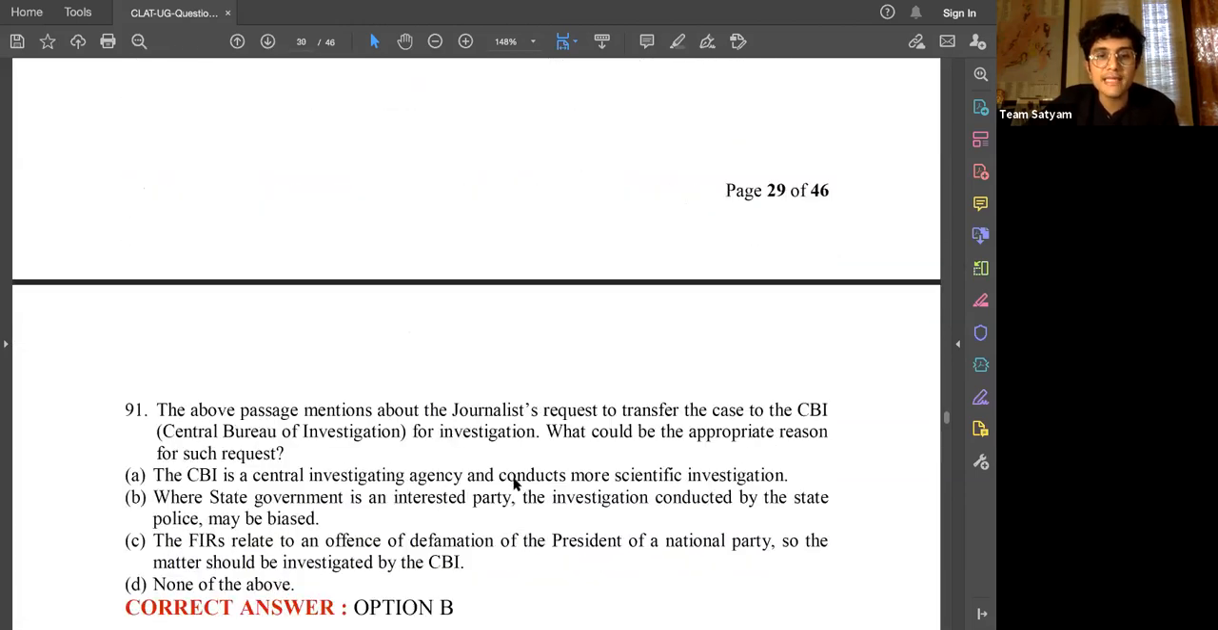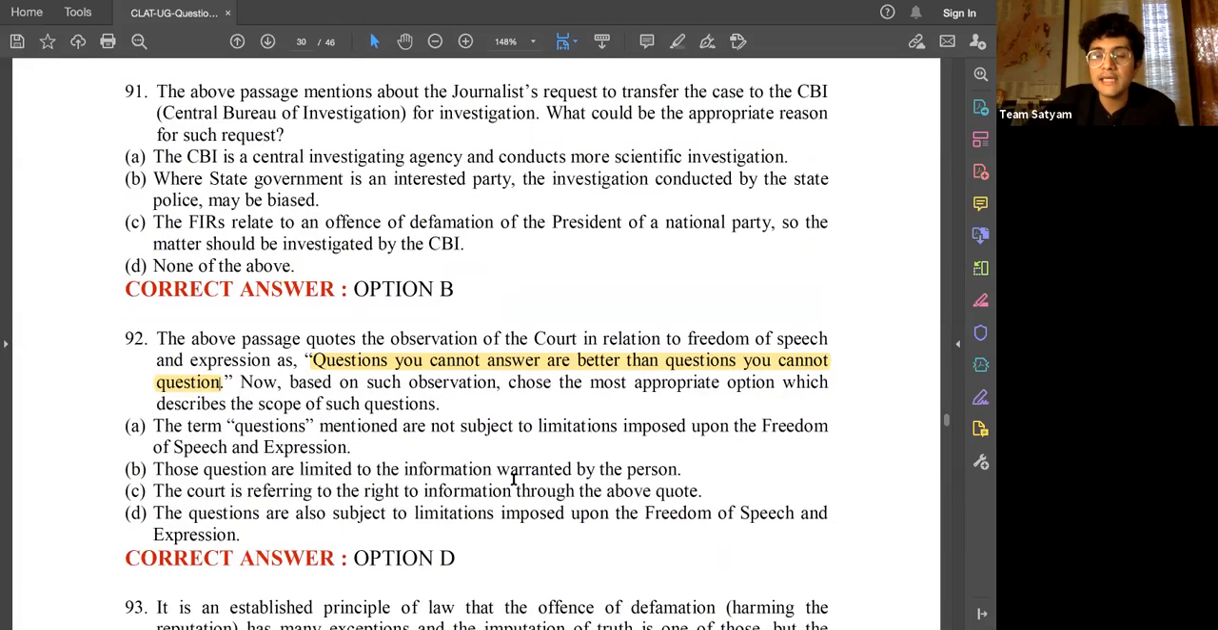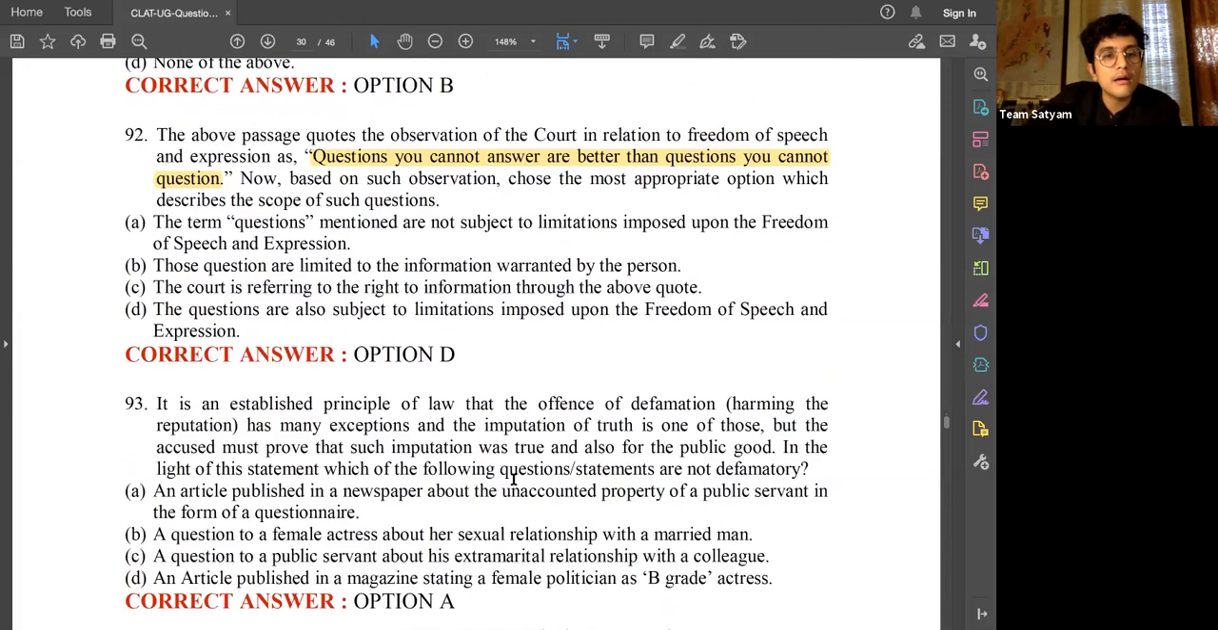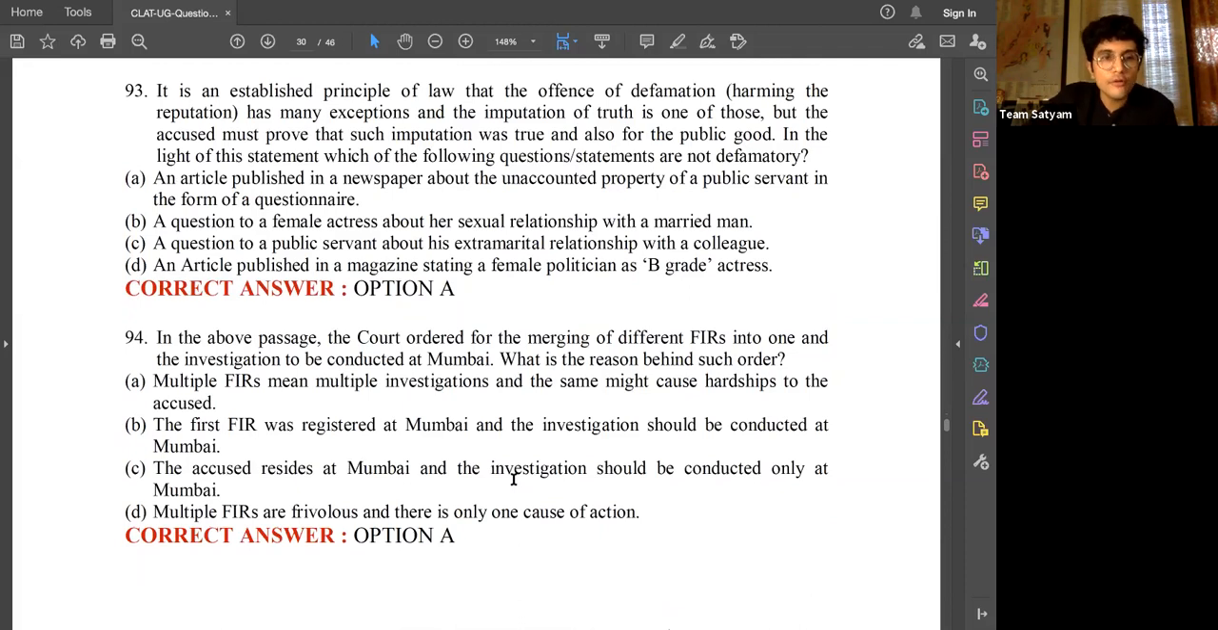So the passage was not big on telling you that there can be certain limitations on a person's fundamental right of speech and expression. But again, the fact that fundamental rights are not absolute in nature is something that is probably considered common knowledge now. So because of those reasons, the correct answer to question number 92 has been posed as D. Let's look at question number 94.